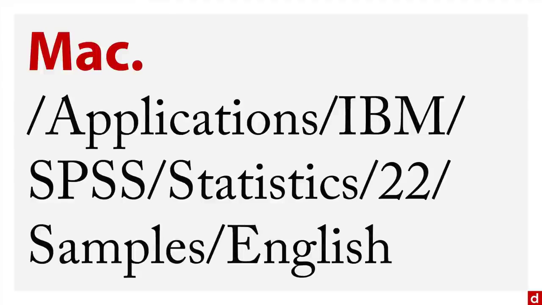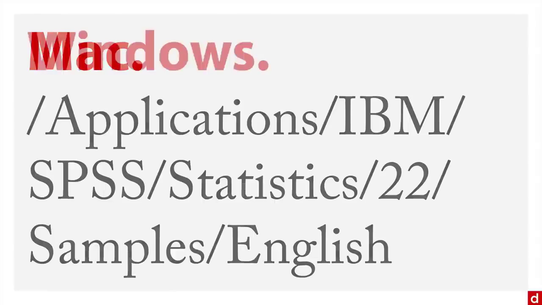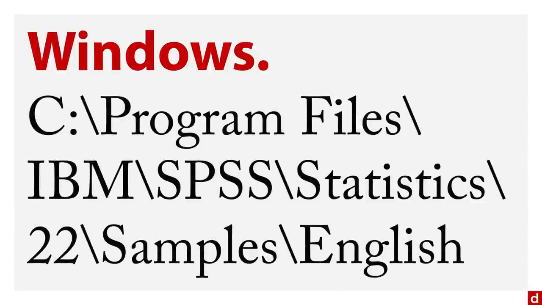Now, if you're on a Macintosh like I am, then it's going to be in your Applications folder under IBM SPSS Statistics 22 or whatever version you're using, then Samples, and then in English, then you'll have them. In Windows, it's a little bit different. It's going to be C, Program Files, IBM SPSS Statistics 22 or whatever version you have, Samples, and then English. So you have to navigate to that manually in order to be able to find those.